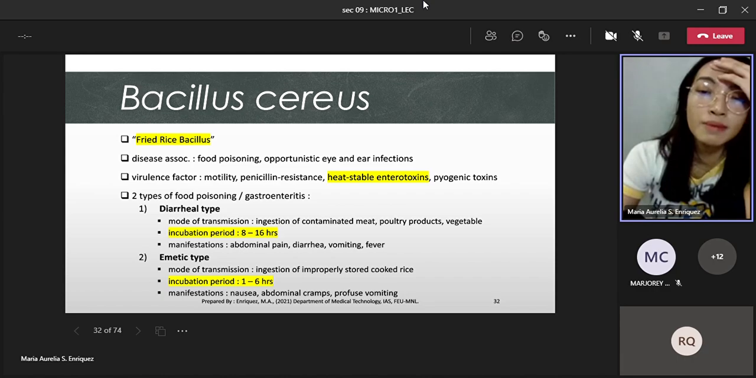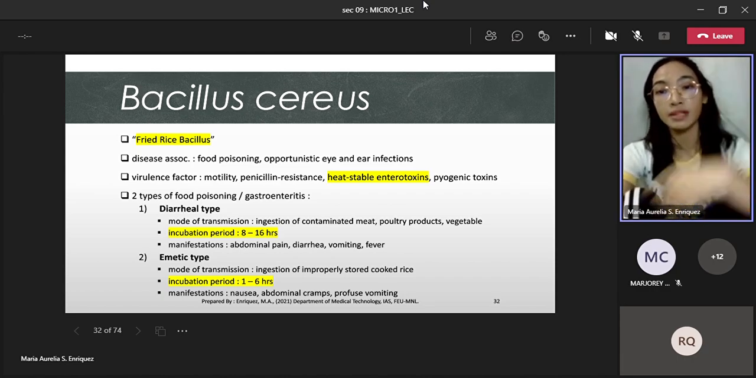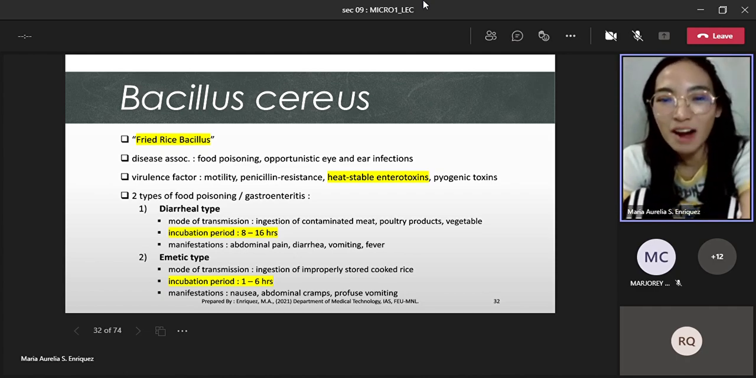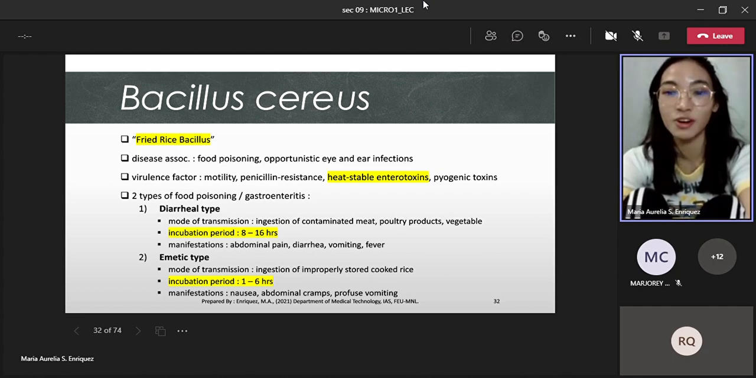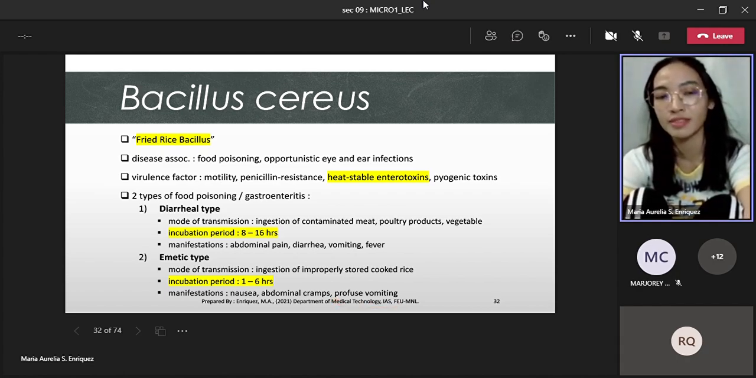The emetic form naman po, it has predominant symptoms of nausea and vomiting 1 to 5 hours after ingestion of contaminated food. So compared to diarrheal, mas mabilis yung incubation period ng emetic type. And ang primary symptoms po nito is profuse vomiting. Okay?